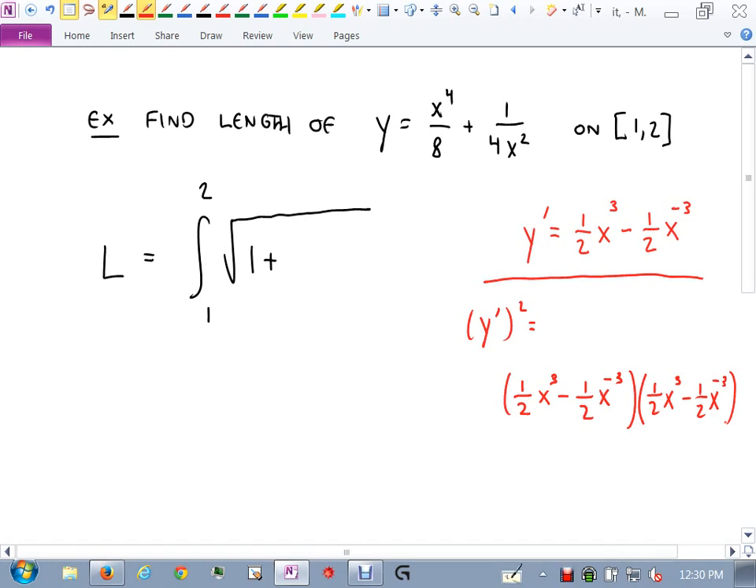And you could FOIL this out if you wanted to. That's what I'm going to do. It's not the only way to do it, but I do this times this, which is 1/4 x to what power? 6. Okay, when I do this one times this one, I get minus 1/4 x to what power? 0, because 3 minus 3 is 0. So x to the 0 is 1, so that's just going to be negative 1/4. When I do the inner one, I get minus 1/4 again. And then the last one, plus 1/4 x to the negative 6.